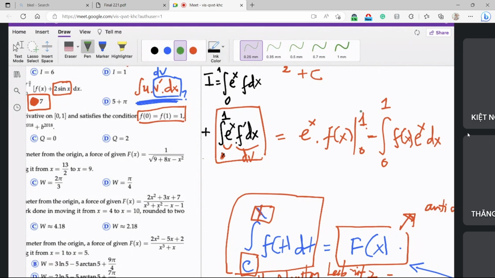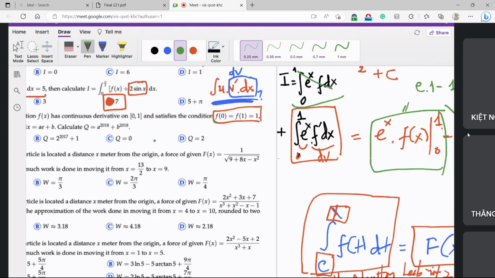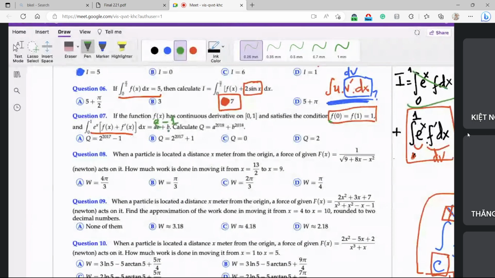And because here we have this term and this one, we cancel, right? And we obtain just this one. And here we are given the value of f at 0 and 1, so you obtain e times 1 minus 1 times 1, so it's 1, right? So it equals e minus 1. So a here is 1 and b is minus 1. That's why q is 2. That's right. Pass. Got it? Yes or no?